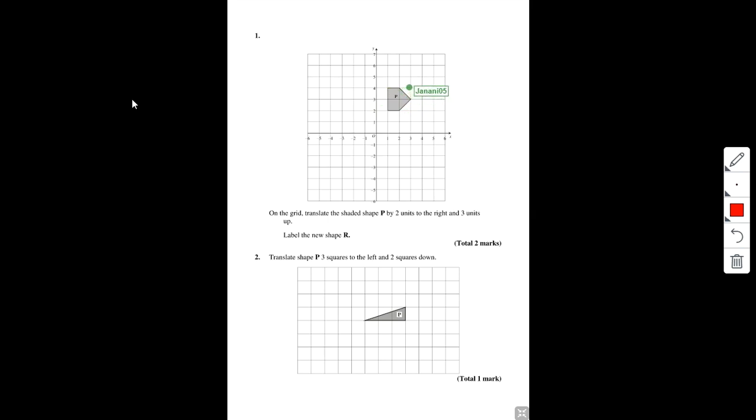Okay. So 1, 2, and then 1, 2, 3. Is that right? Yeah. So it's 2 units to the right and 3 units up. So don't draw the line as of now. Just locate point by point.